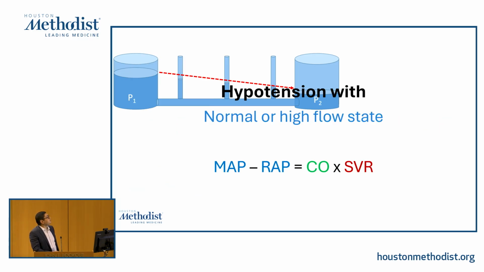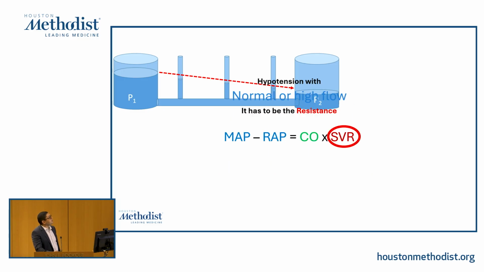So if you have someone who's hypotensive, you have to ask yourself the question: is my problem a flow problem, a cardiac output problem, or is it a resistance problem? If you have someone in a high flow state, like in septic shock, the cardiac output is high and the problem is the low SVR. So in this situation, the treatment would be to start an agent that restores the SVR and gets the blood pressure back up.